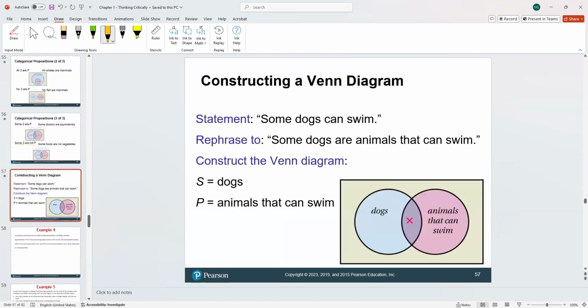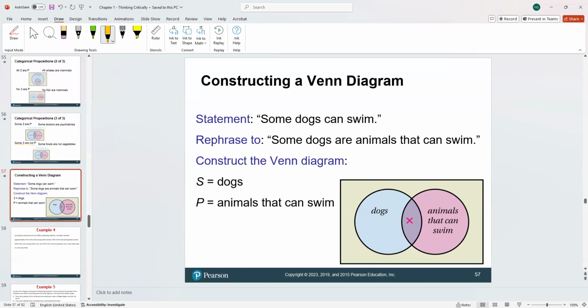Now, if you construct a Venn diagram, remember it's very important to review. When you construct Venn diagrams after you see categorical propositions, it all depends on whether you're dealing with only one, two, or three sets.